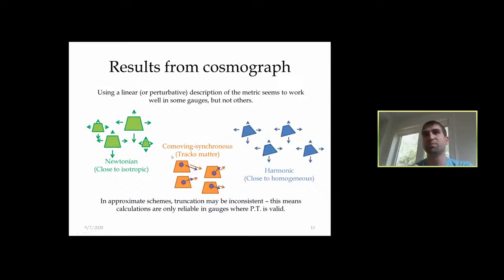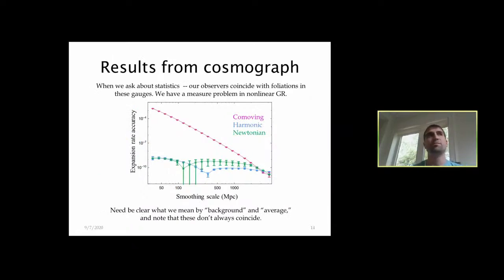And we can also work in co-moving synchronous gauge, where coordinates are drifting along with the matter. And then in these different gauges, we can ask, well, how well is perturbation theory describing my metric, my matter, and my ray tracing? And so one of the possibly interesting things we've found is that in synchronous gauge, perturbation theory doesn't seem to work very well. In particular, we'd see that the Einstein equations don't seem to be obeyed that precisely.